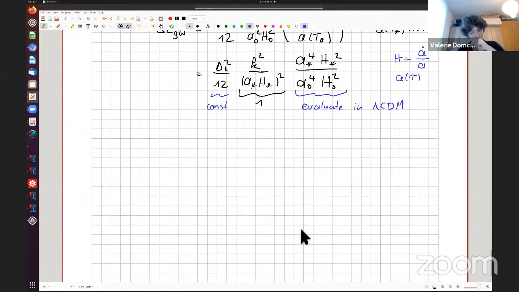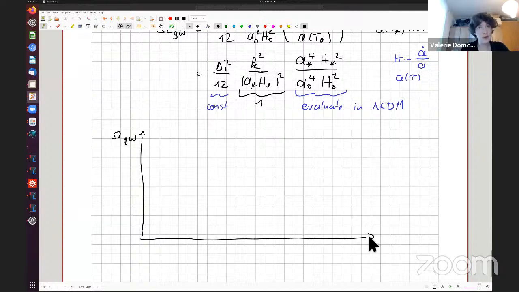And now evaluating this depends on whether this a star is in matter domination, in radiation domination, or in lambda domination, because the time dependence of this fraction will depend on that. So if you evaluate that carefully, what you will get is that Omega GW as a function of frequency has this type of shape.